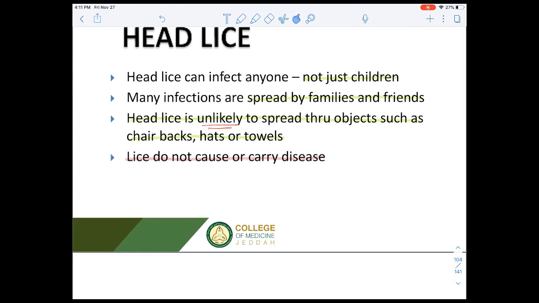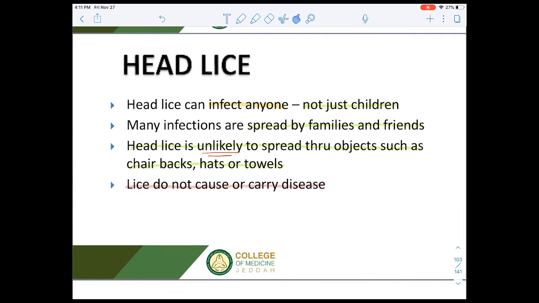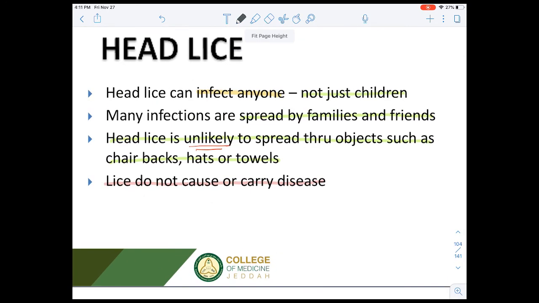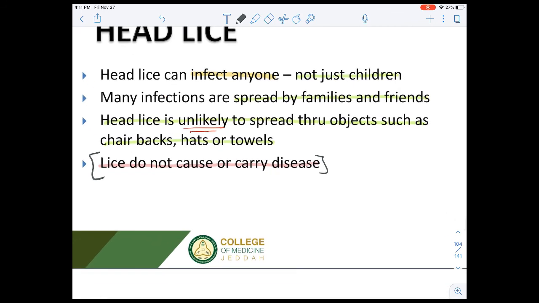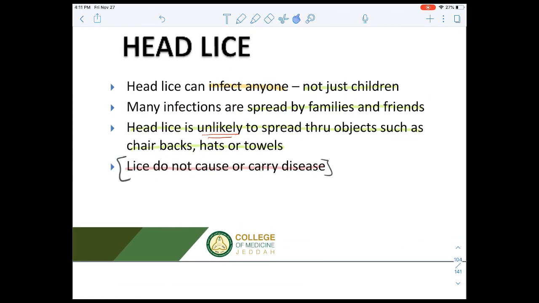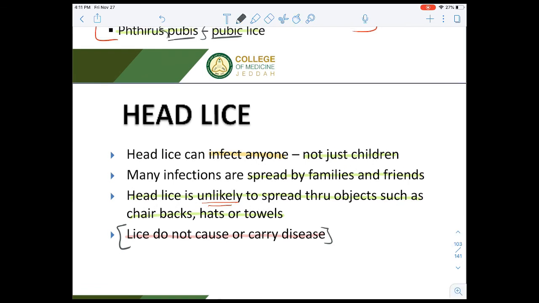Head lice could infect anyone, not just children. They're spread by families and friends, and head lice are unlikely to spread through objects such as chair backs, hats, and towels, and they do not carry disease, right? Although there are some diseases like rickettsia that can be caused by body lice, the head lice specifically do not usually carry diseases or infections.